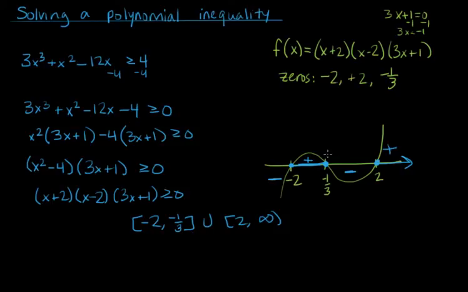If you're not sure what the picture looks like, you can always test points in each region. So you could test what is f of x when x is 3, what is it when x is 0, what is it when x is -1, and what is it when x is -3. But if you can imagine the picture in your head and draw this little graph, you'll be able to do it without testing a whole bunch of points, which is kind of annoying. And that's how you solve a polynomial inequality.